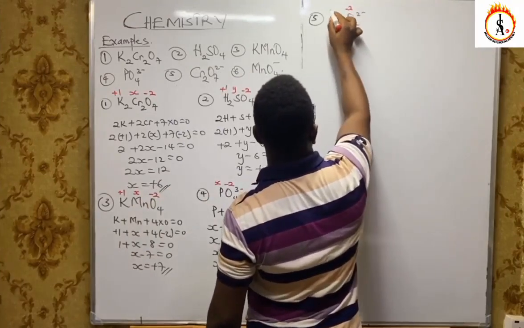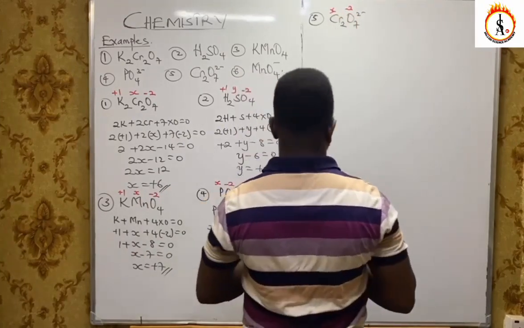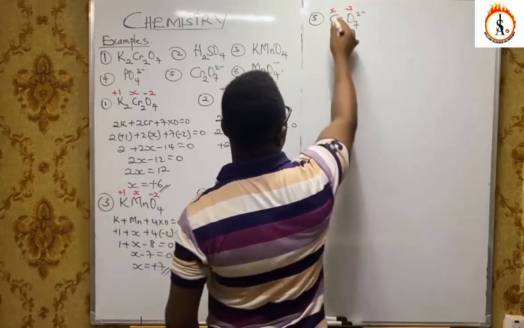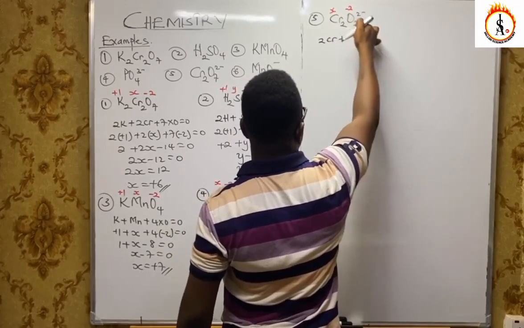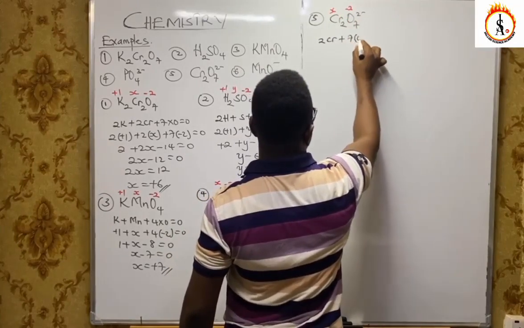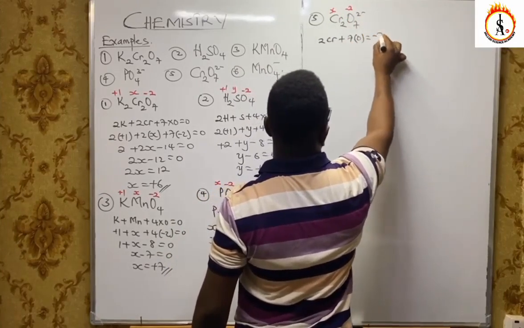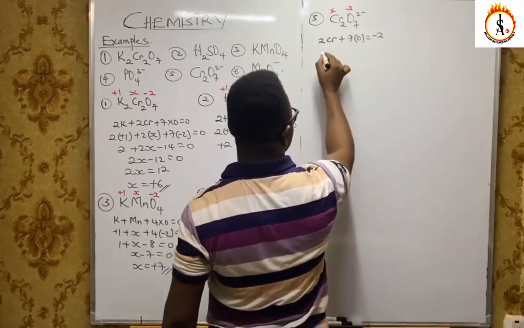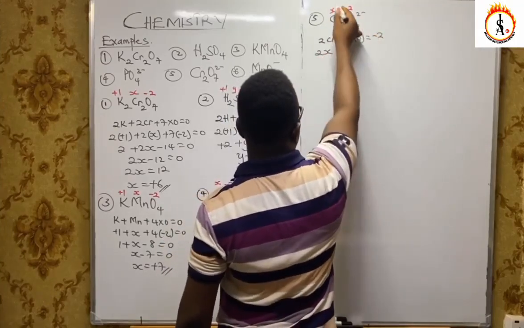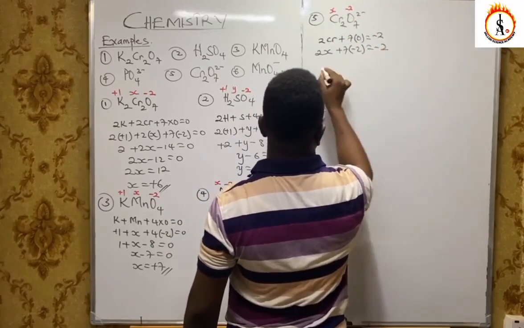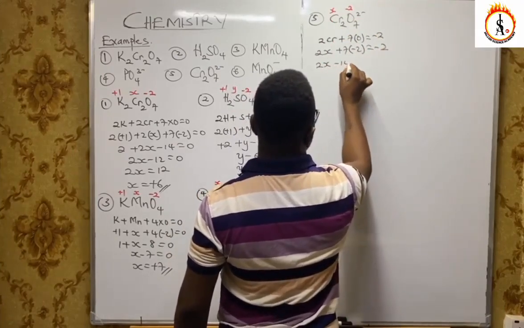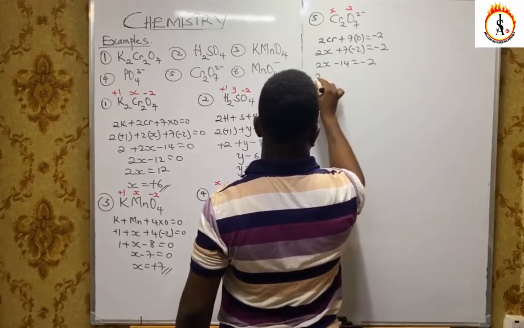Oxygen is minus 2, chromium is X. We work it out. Here we have 2 atoms of chromium, so we say 2Cr plus 7 atoms of oxygen. 7 multiplied by this, we equate it to the charge because it's a polyatomic ion. So the oxidation number of chromium is X plus the oxidation number of oxygen is minus 2 is equal to this. So 2X minus 14 is equal to negative 2.